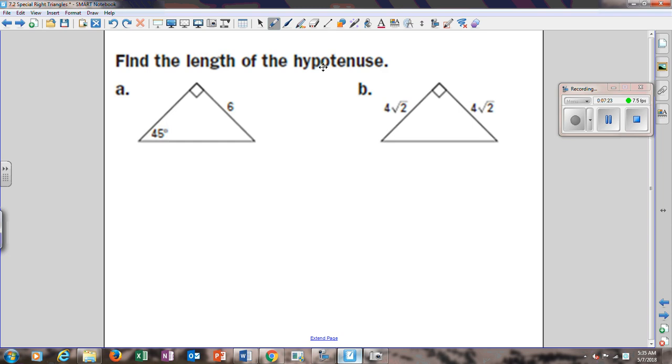Find the length of the hypotenuse. Again, we're looking at some 45s here, just getting extra work in. So this is 6. Remember 45, 45, 90 makes that 6 root 2. 4 root 2 and 4 root 2 say that this is a 45, 45, 90. So those are 45s. Then this would be 4 root 2 times root 2. Remember your roots cancel, you get 4 times 2, which is 8.